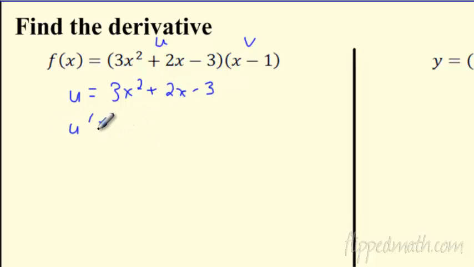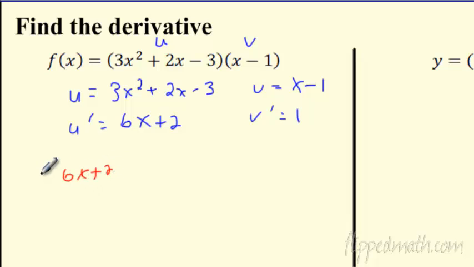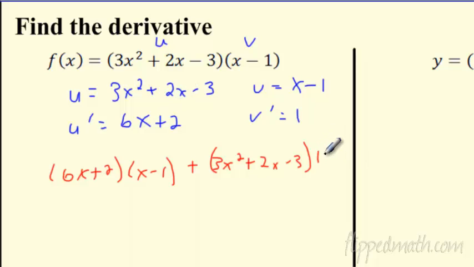Here's the first function, u: 3x squared plus 2x minus 3. Find the derivative. I get this. v's not so bad. It's just x minus 1. So v prime is just 1. And then put it all together. We've got the derivative of the first, 6x plus 2, boom, times the second, which is x minus 1. And we're going to add to it the original function, 3x squared plus 2x minus 3. And it's got to all be in parentheses. And then the derivative, luckily that's 1.